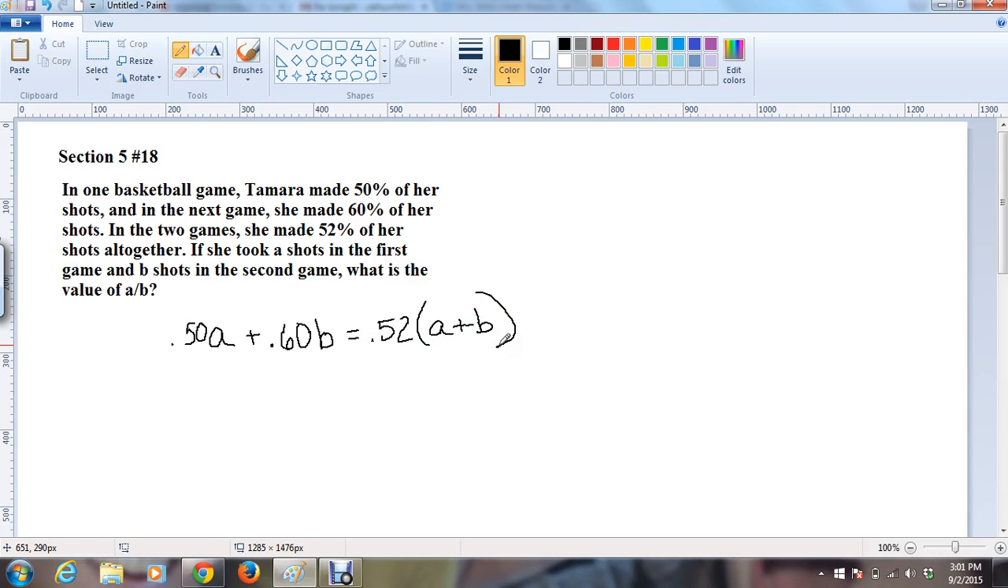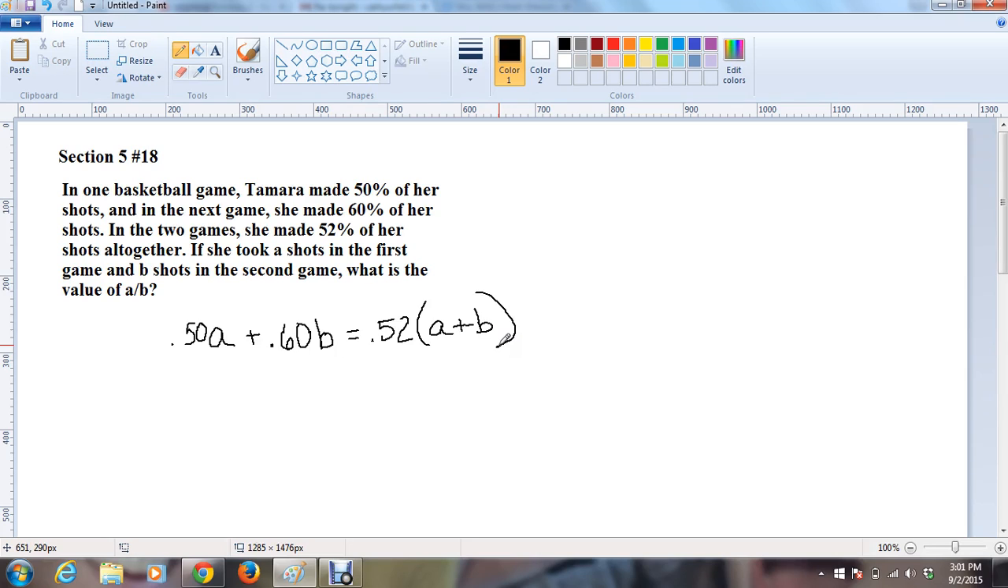So we're talking about 2 ways to say the same thing. How many shots did she make? Okay, on the left side of this equation, we're saying she made 50% of the shots she took in the first game plus 60% of the shots she took in the second game. On the right side of the equation, we're saying she made 52% of her total shots. So these 2 things are equal because we're just talking about the same thing in 2 different ways.